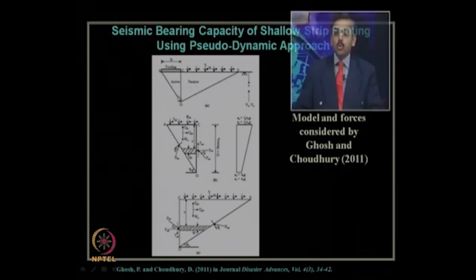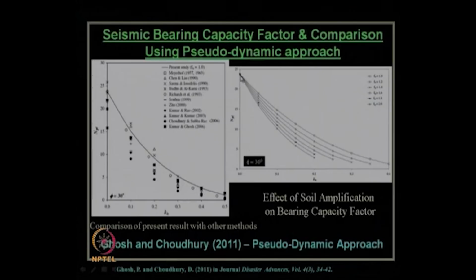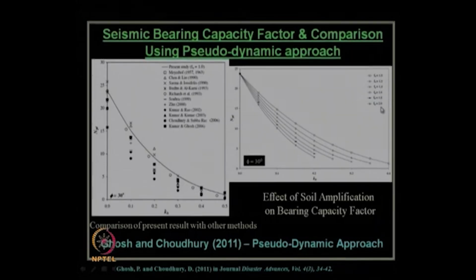Here only a two wedge failure mechanism was considered along with the amplification factor, and we have seen that in pseudodynamic approach we can consider the effect of soil amplification, and that significantly reduces the seismic bearing capacity factors, which is not possible to consider in the conventional pseudostatic approach. So, that way pseudodynamic approach is much better than pseudostatic approach whenever soil amplification and other dynamic parameters are coming into the picture.